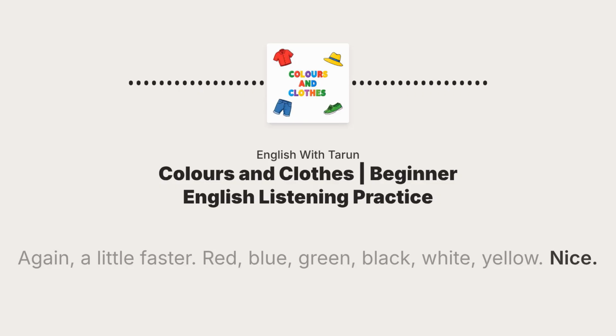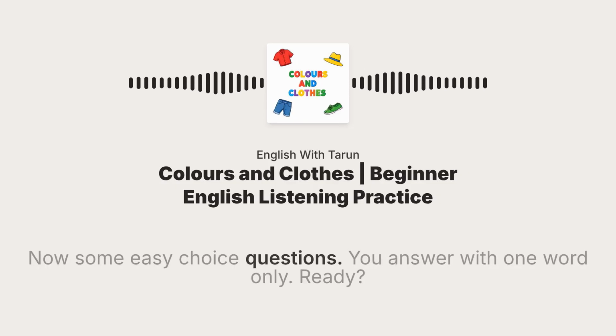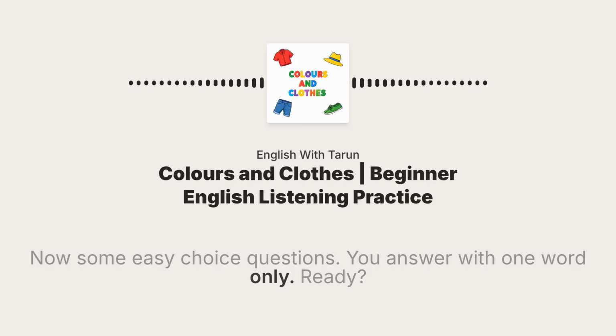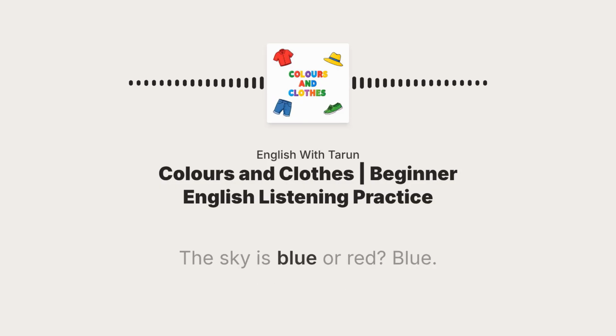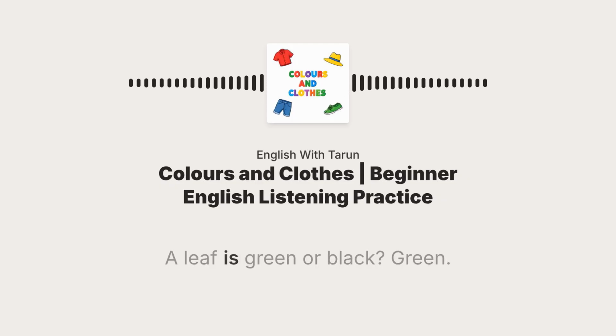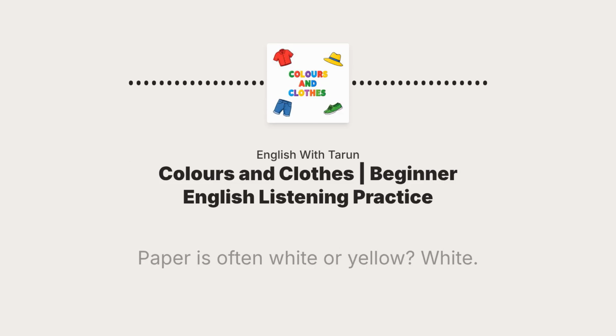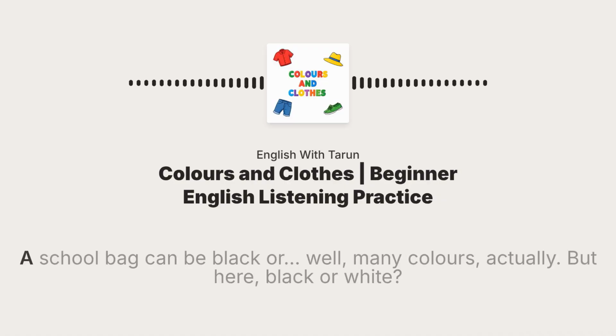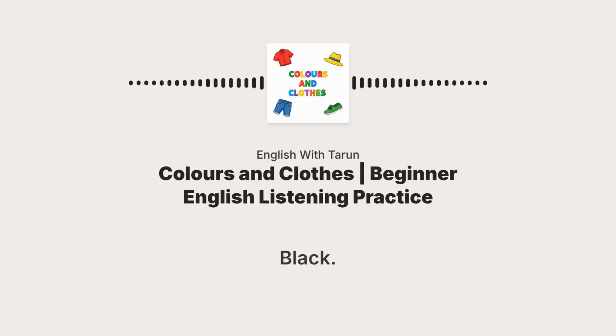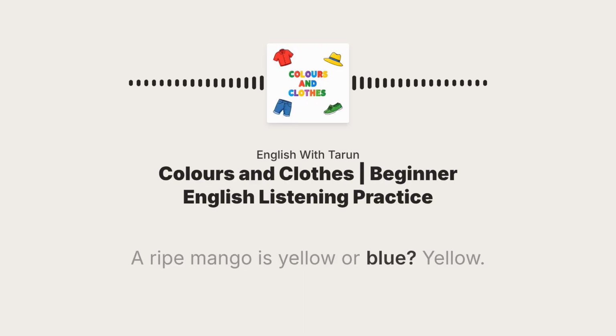Nice. Now some easy choice questions. You answer with one word only. Ready? The sky is blue or red? Blue. A leaf is green or black? Green. Paper is often white or yellow? White. A school bag can be black or, well, many colors actually. But here, black or white? Black. A ripe mango is yellow or blue?